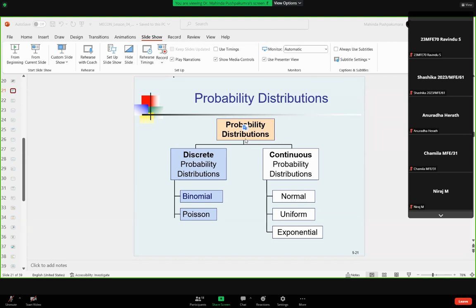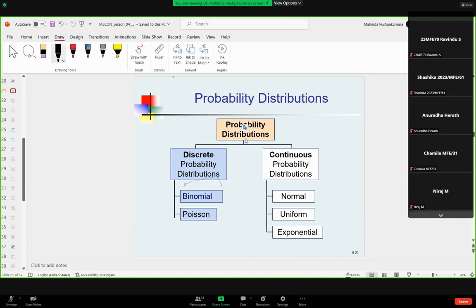I think last week we had a discussion about discrete probability distribution. I think we discussed binomial distribution, no? Who can remember the last things we discussed? Did you discuss this part, binomial distribution? So we have to start from this slide, I think. Yes, I also think so.